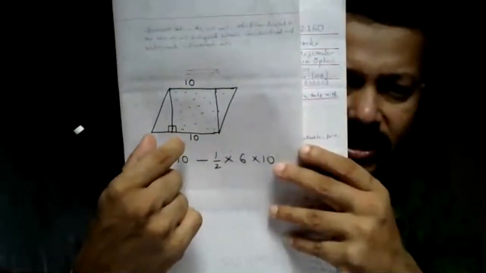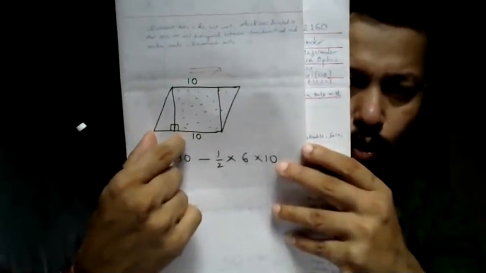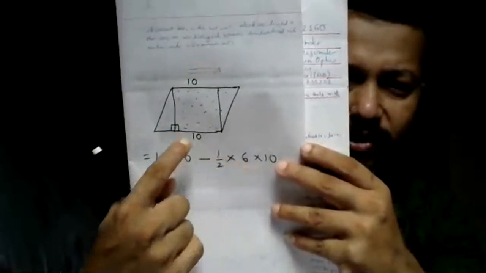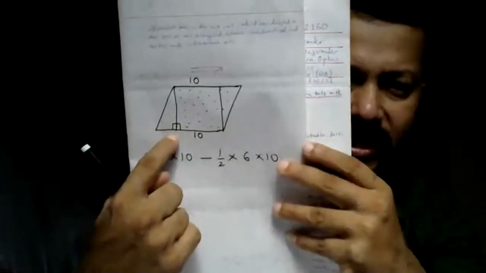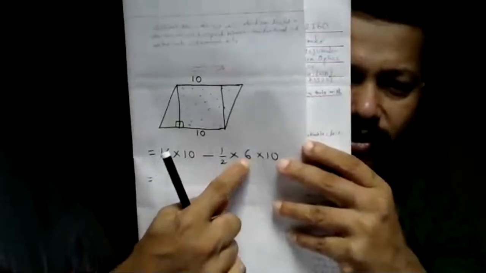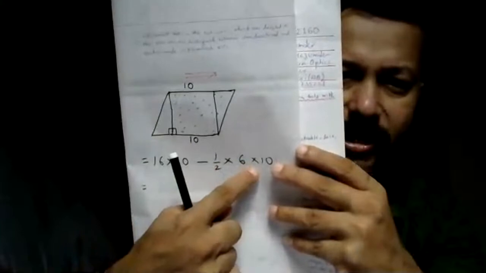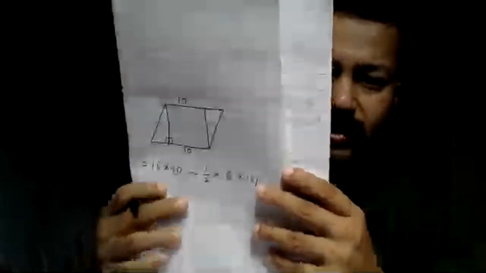The whole base is 16 and this much is 10, so how much is this? 6. So half into base into height. Base is 6 and height is 10, that's given in the question. That's why half into base into height. 6 is the base and 10 is the height of this triangle. Got it? So we have to calculate this now.